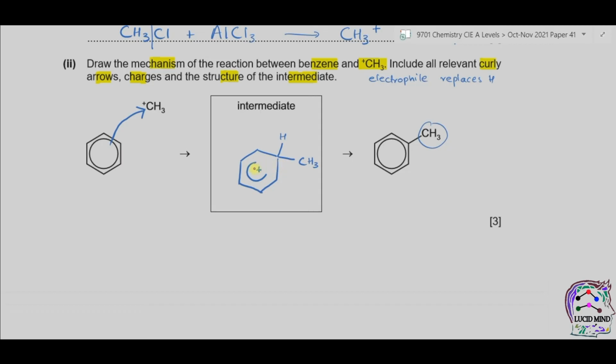Now, in order to stabilize this ring structure, these electrons will come back into the ring and H plus is removed. So the product is this one, and the ring structure is restored, and the hydrogen atom is substituted by CH3.